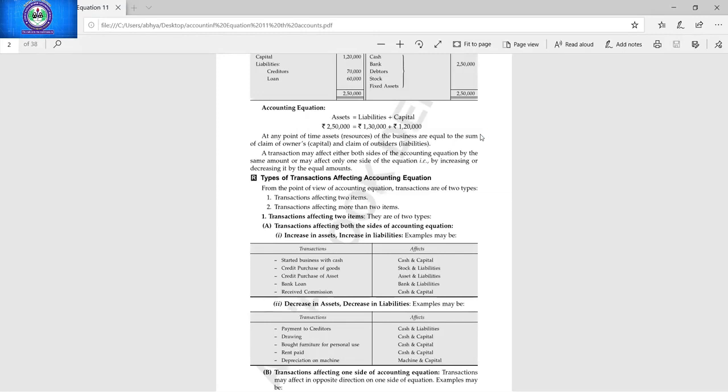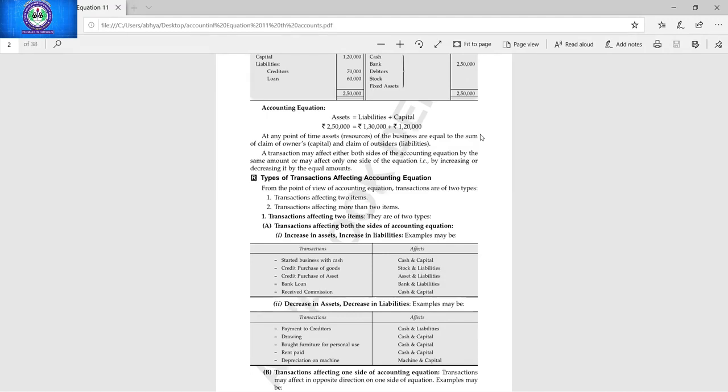Stock is there. Whenever we are selling goods on credit, then the person to whom we are selling goods on credit is known as the debtor. Yes, everyone has given me the correct answer, debtor. Yes, Harshita, very good. So whenever we will be selling goods on credit, two accounts will be there: stock and debtors.